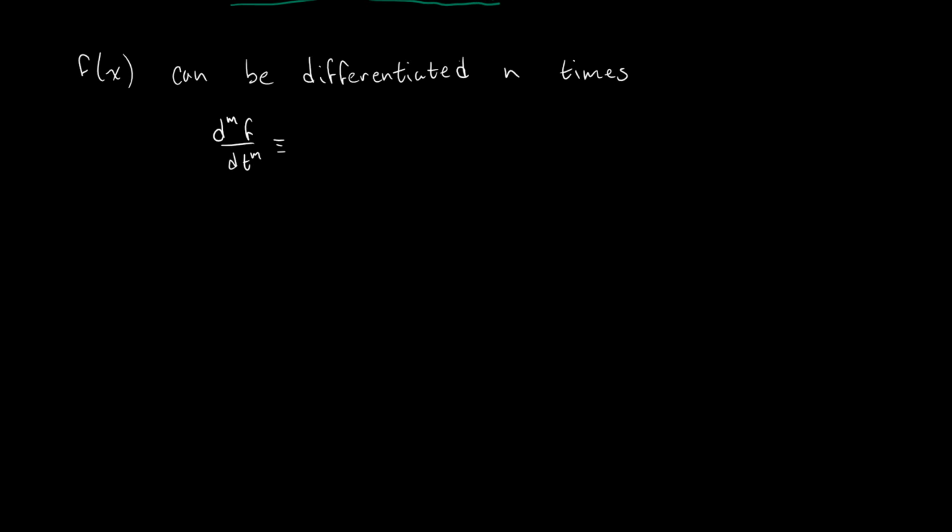Okay, so we'll start by saying I have some function f of x, which can be differentiated n times. So I can take n derivatives of this. For ease of notation, I'll write the derivative d^m f over dt^m, the mth derivative, evaluated at t, with a little superscript m. That just denotes that I'm taking the mth derivative of this.